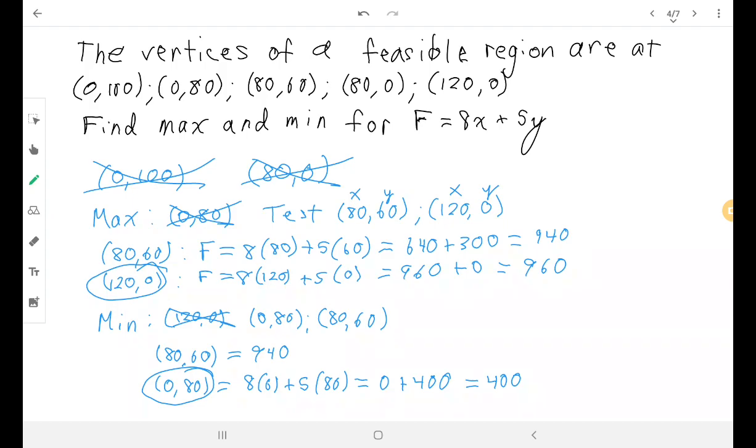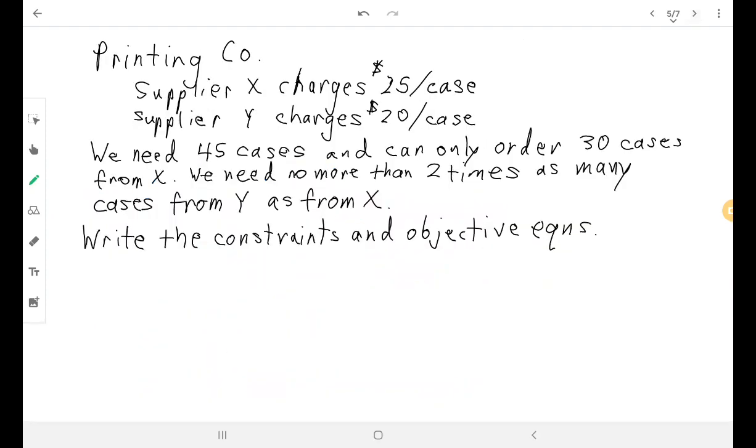All right, let's look at our next problem. Let's say we own a printing company, and we're going to order some supplies, the same types of supplies, let's say paper. It's a printing company, right? We're going to order paper, the same type of paper, from suppliers X and Y. Supplier X charges us $25 a case. Supplier Y charges us $20 a case.